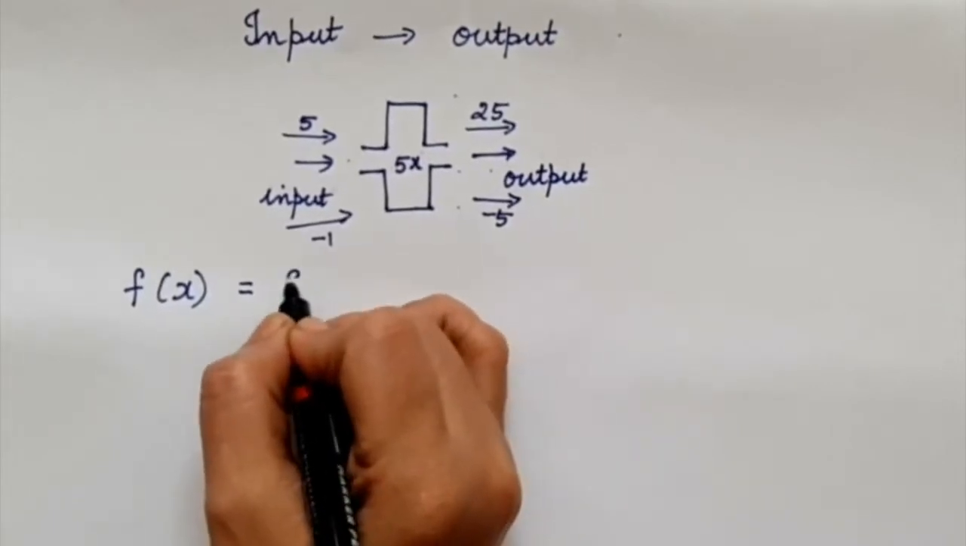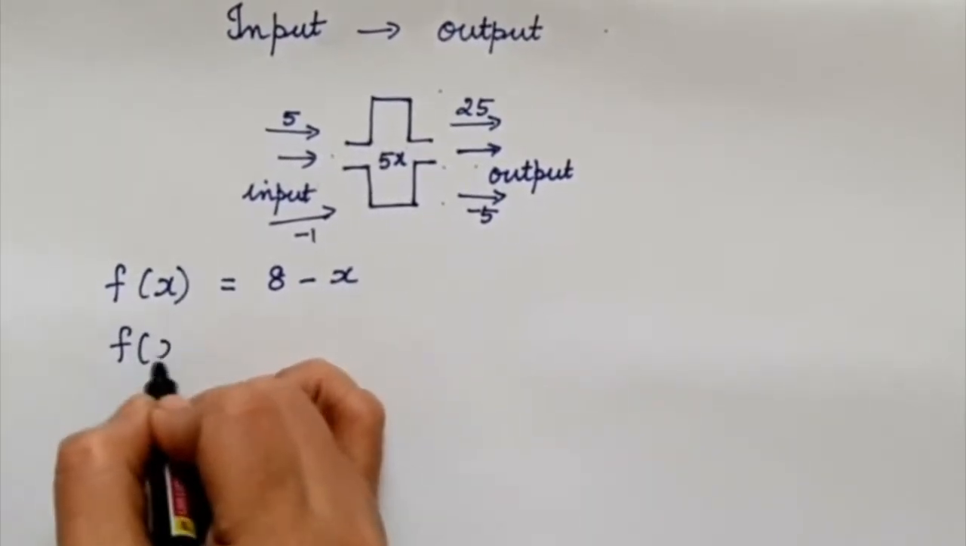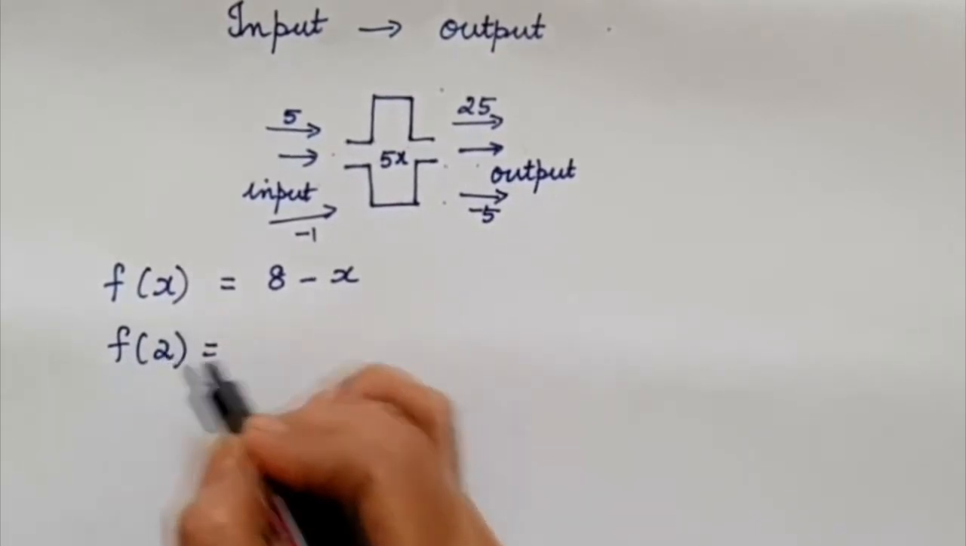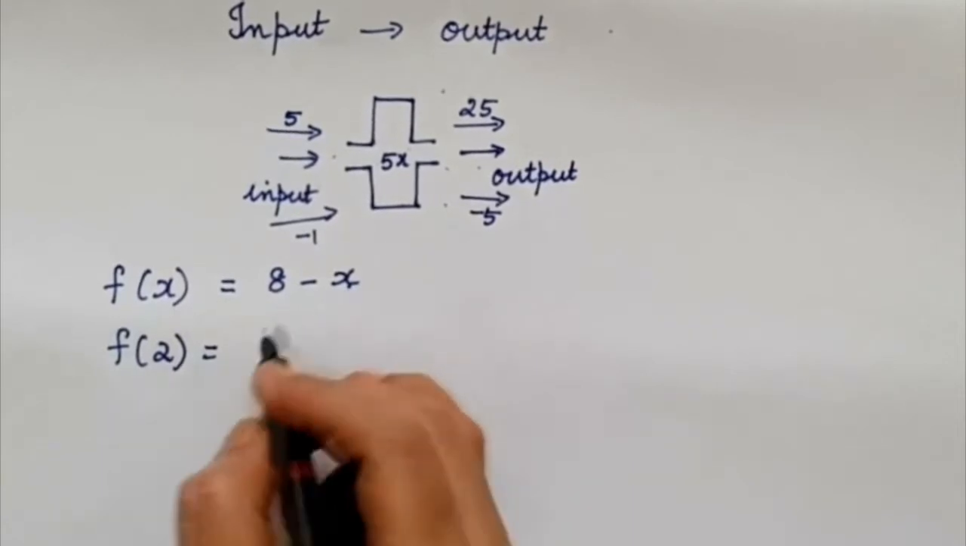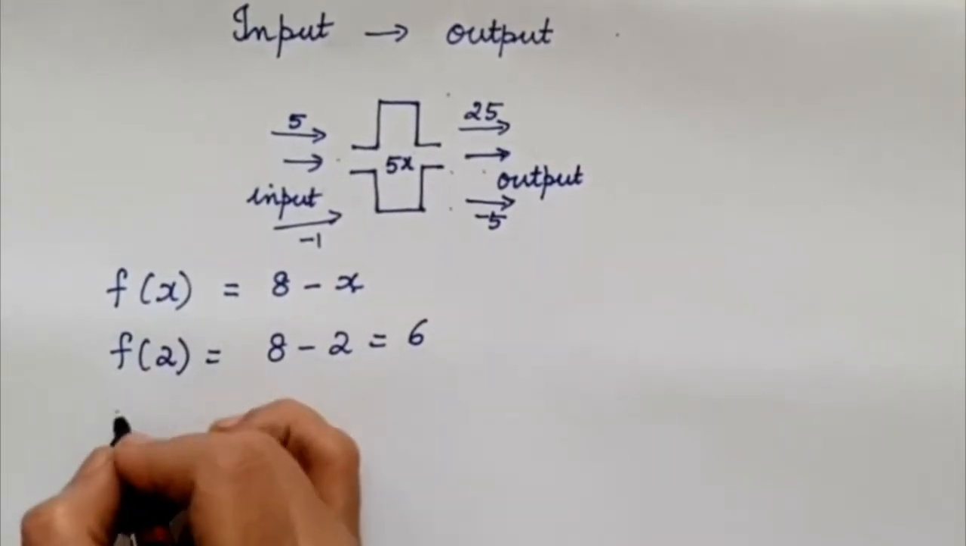f of x will be equal to 8 minus x. And now, if we have to find f of 2, then we replace x by 2. So here too we replace x by 2. So it will be 8 minus 2, so it will be equal to 6.